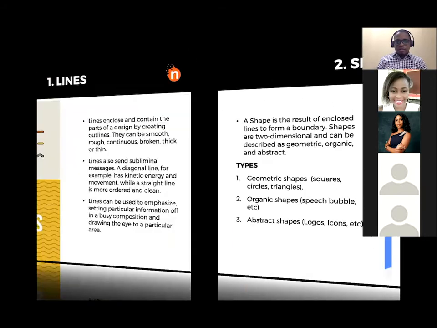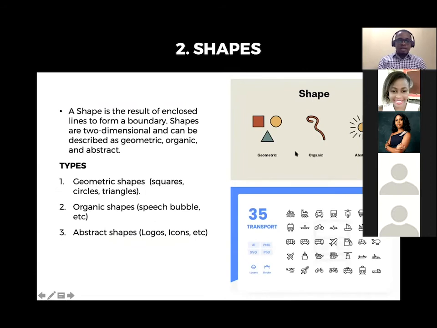I'll move on to the next one. The second element you encounter in your designs are shapes, okay? And shapes are just simply the results of enclosed lines to form a boundary. Once two ends of a line meet together, it would always create a shape, okay? Once it becomes closed, once the starting point and the ending point of your line meet, you would have a shape. And these are basic principles.